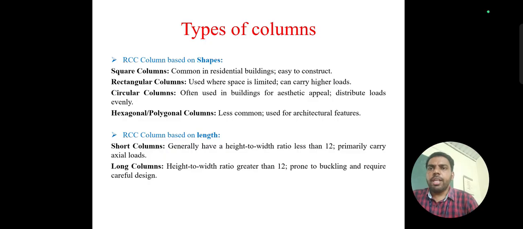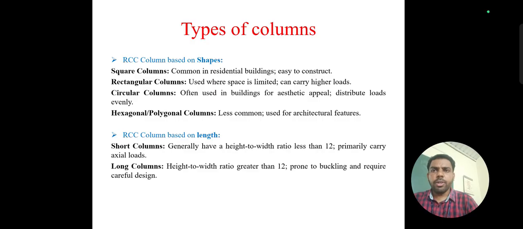Square columns are generally provided in residential buildings. It is very easy to construct at that location. Rectangular columns are used where the space is limited and they have to carry heavy loads; in that situation, rectangular columns are preferred. Circular columns provide aesthetic appeal and distribute the loads evenly. Polygonal columns are used only for architectural features.